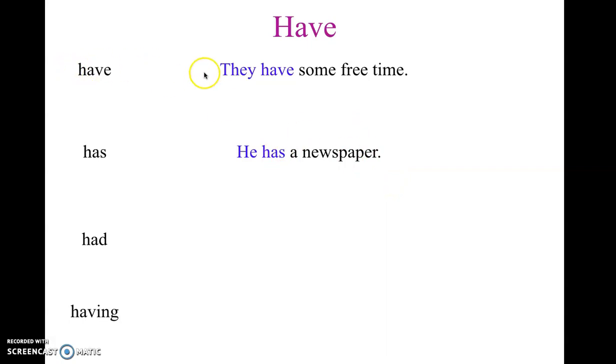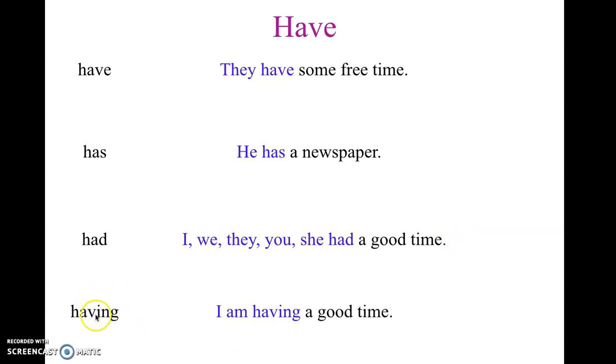Right? So they have, also you, remember this is similar to the be verb, you have, singular and plural. He has, right? He has a newspaper. Right? This also could be I have, or we have. Past tense, I had a good time, we had a good time, they had a good time, you had a good time, she, it had a good time. Okay?